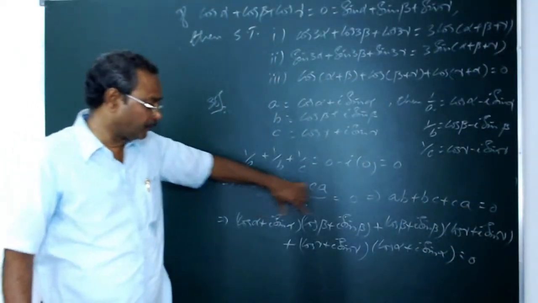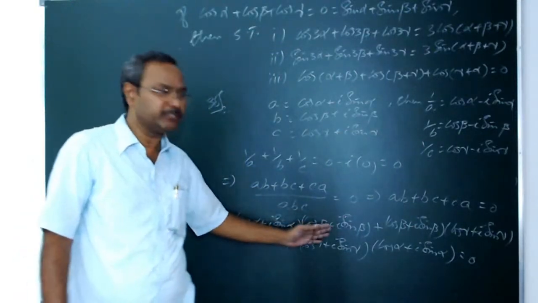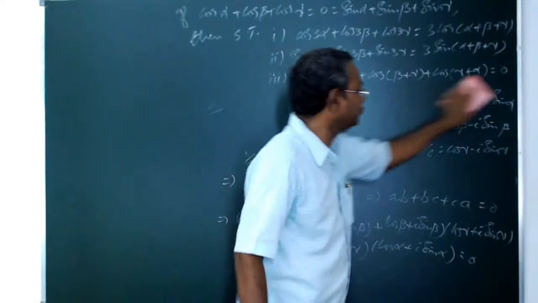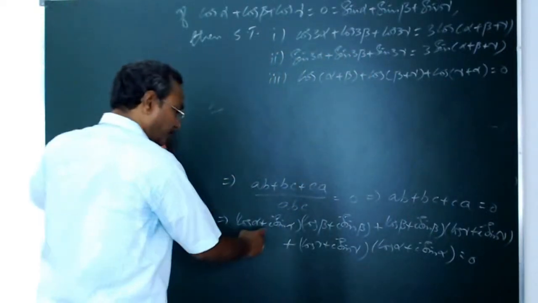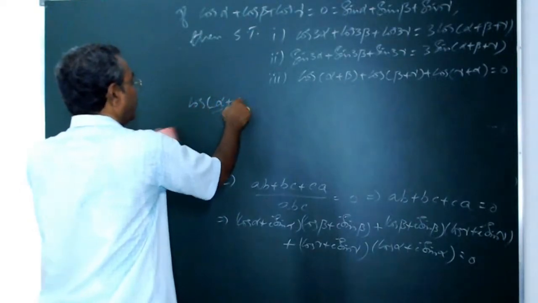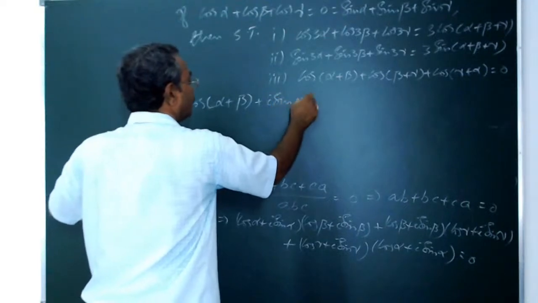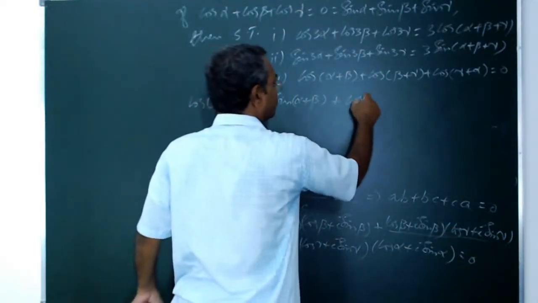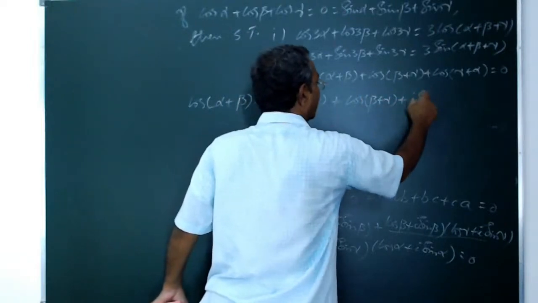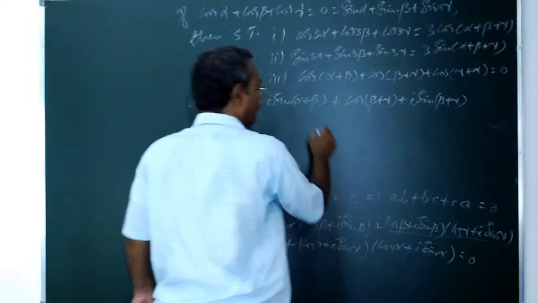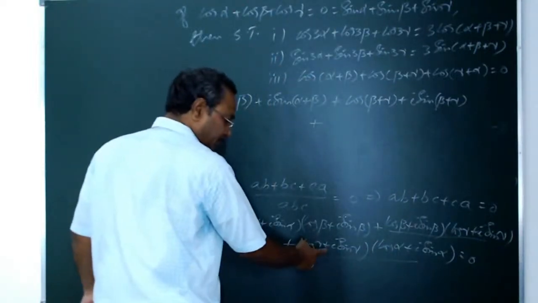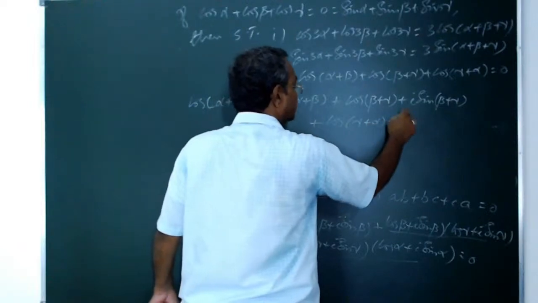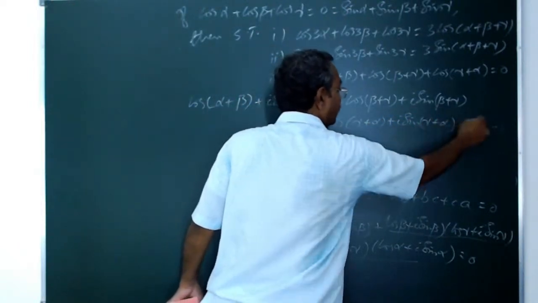Now each of the terms is the product of two complex numbers. So this is cis alpha into cis beta. We know that cis alpha into cis beta is cis alpha plus beta. So the product of these two is cos alpha plus beta plus i sin alpha plus beta. What is the product of these two terms? Cos beta plus gamma plus i sin beta plus gamma. Plus, what is the product of these two terms? Cis gamma into cis alpha is cis gamma plus alpha, that is cos gamma plus alpha plus i sin gamma plus alpha. It should be equal to 0.